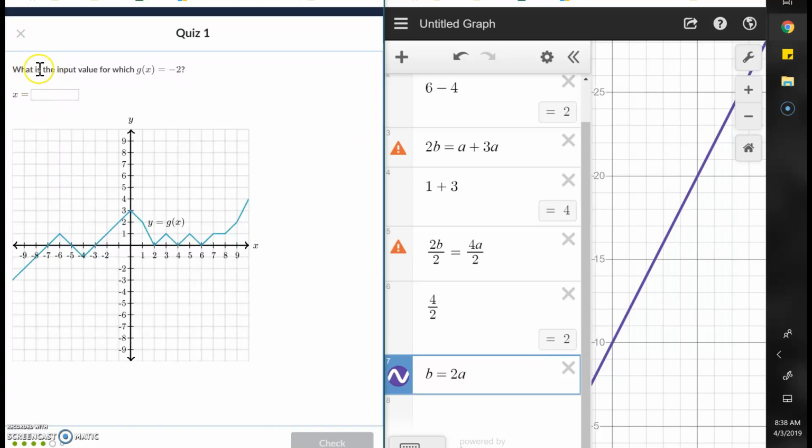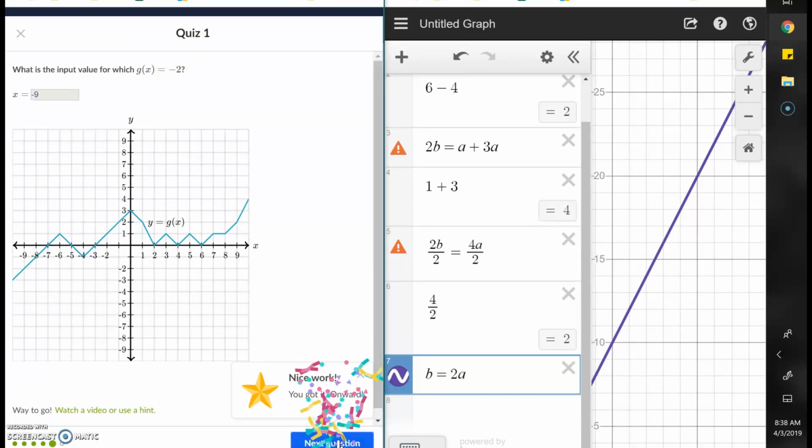What is the input value for the output value -2? So -2 is the output, which means it's the Y value. I go to -2 for Y, boom. Then I go to where the line is, boom. And I go up to the X, -9. So the input is -9 for the output, -2.